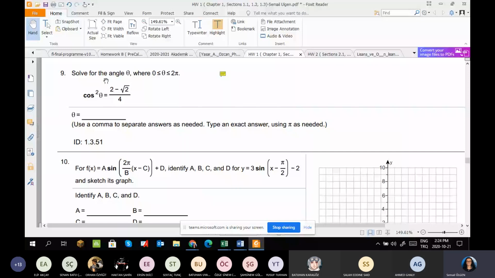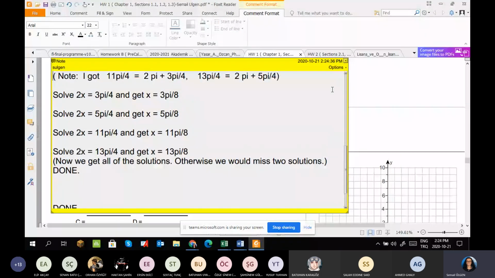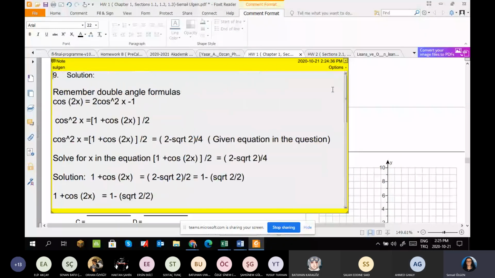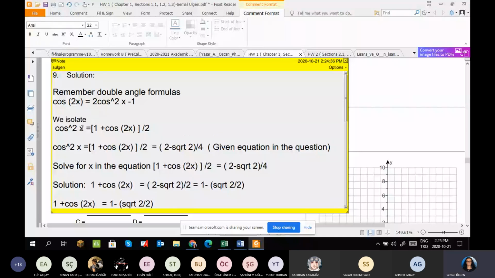Now, whenever you see cosine squared theta, you should remember double angle formulas. What is the double angle formula here? Cosine 2x is equal to 2 times cosine squared x minus 1. This is one of the double angle formulas. I chose this because I have cosine squared x in it, and from here, we isolate cosine squared x.